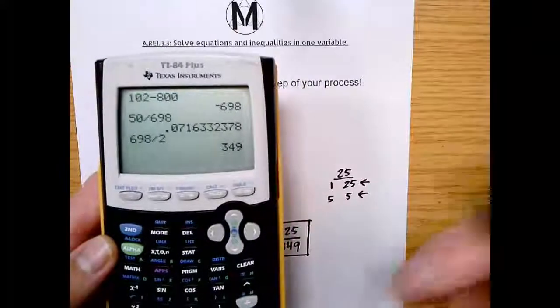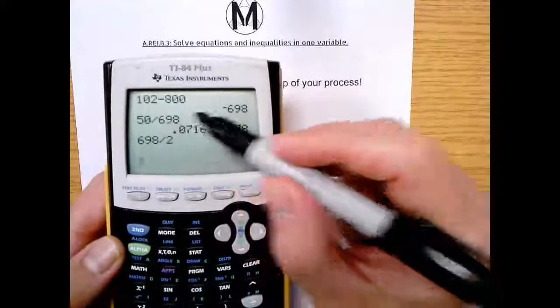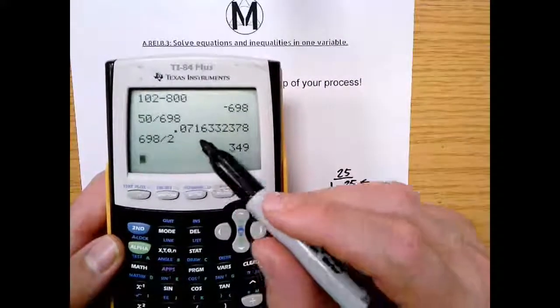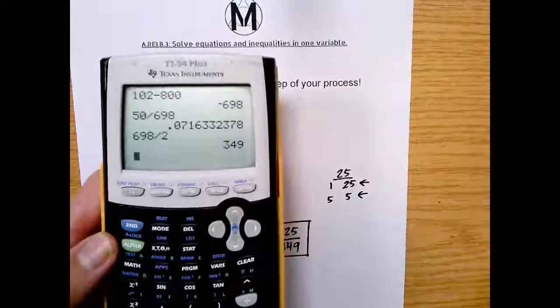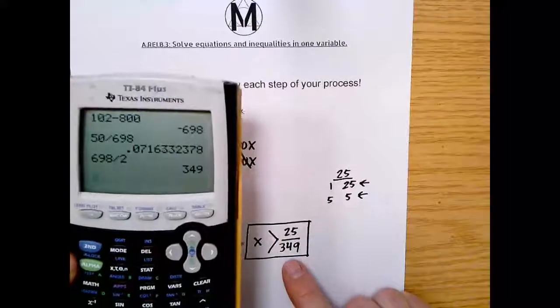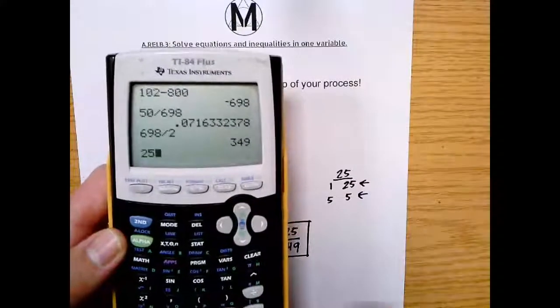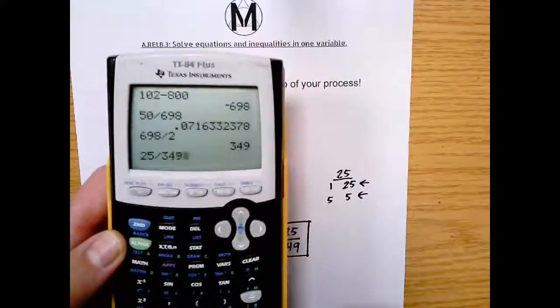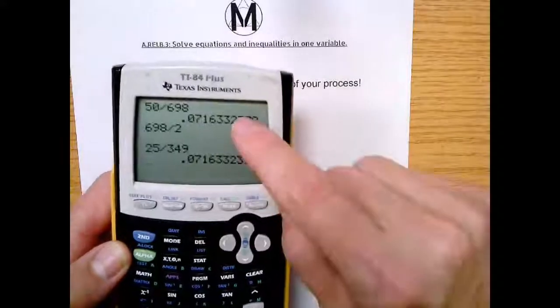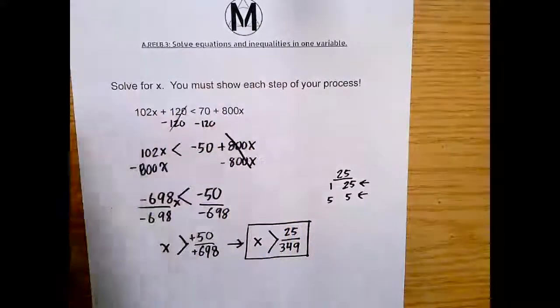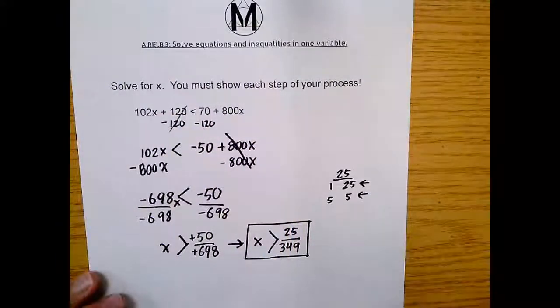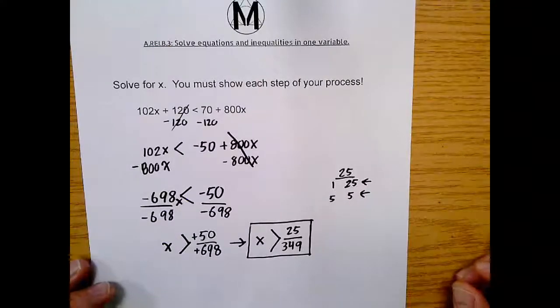And if you're worried that you simplified wrong, you can think about what you know about fractions, right? If 50 divided by 698 gave you 0.0716332378, if you did your math right, 25 divided by 349 should do the same. So you say 25 divided by 349, and look at that. You got the same thing. So you know you did a good job. And you can just leave your answer just like this.